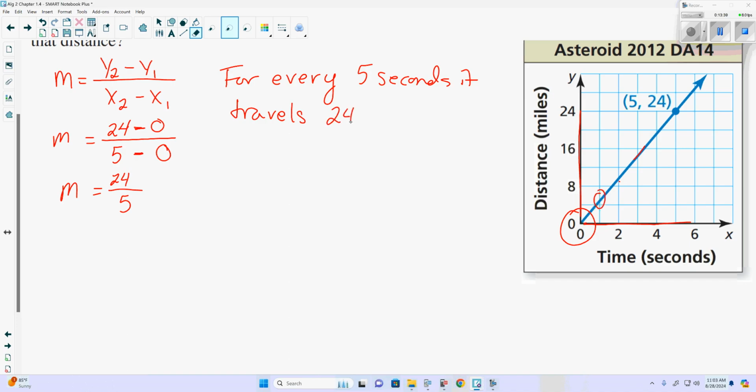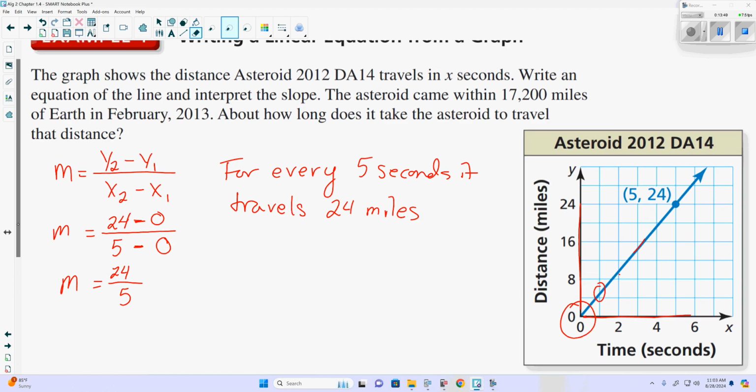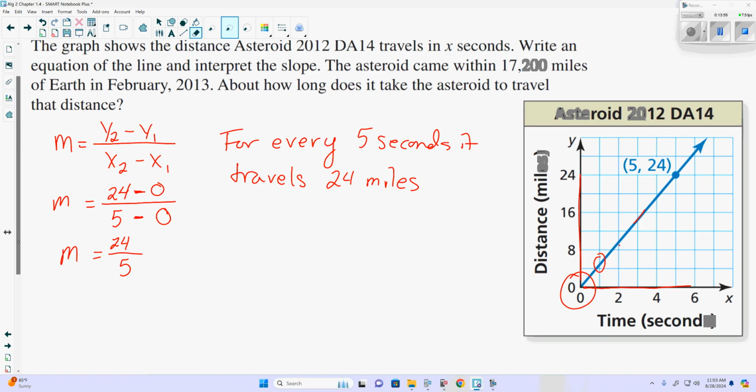Travels 24 miles. Let's make sure that's right. Yeah, that works out fine, because the only thing we would need to check is our graph itself. Sometimes, especially on a graph, we're talking about thousands of miles or a bigger unit. Instead of having to write out 8,000, 16,000, 24,000, we'll just say distance in thousands of miles.